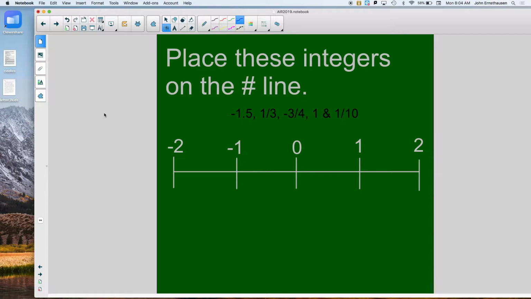A lot of good. Some of you have to realize that a fraction is part of a whole. Okay, so this would be negative 1.5. That looked pretty good on almost everybody's. 1/3 would be about right in here. Consistent.